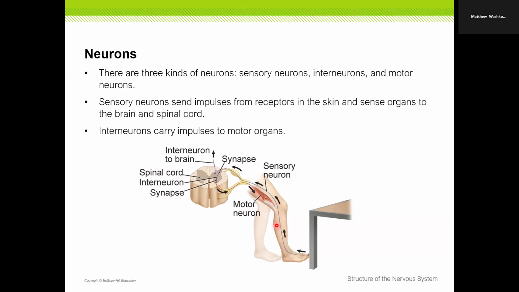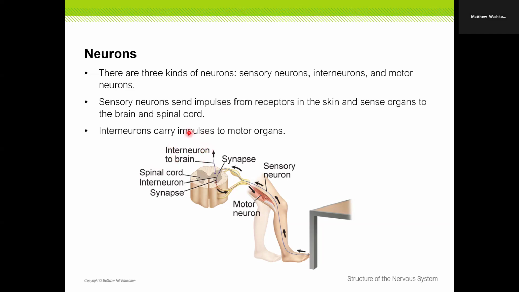It's going to take that pain, that, oh God, that hurts, and send it into my interneuron, which is in my spine, which shoots up to my brain. And then my brain's going to eventually tell me to kick my leg back and swear a bunch, but it'll get a little more complicated than that. So those interneurons carry those impulses to motor neurons.